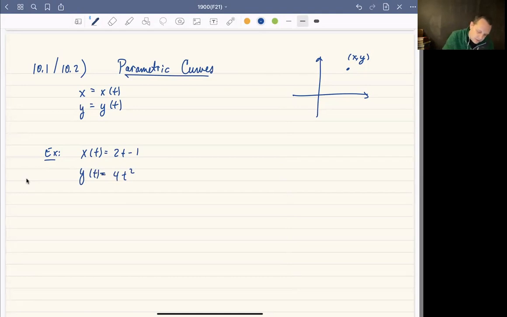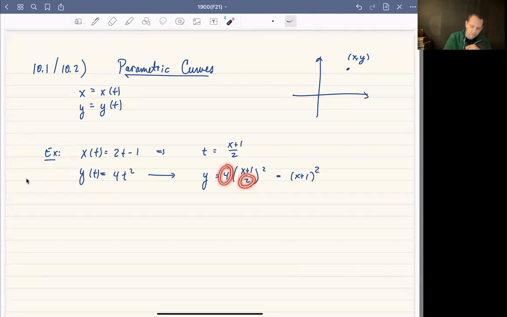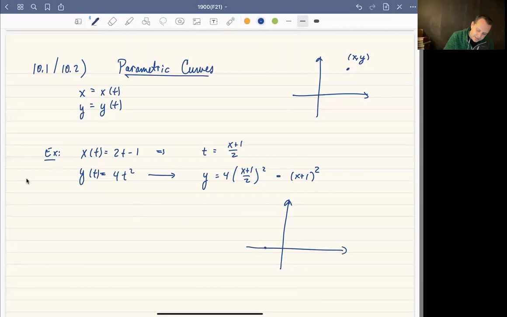But what we can do is solve for t in the top equation, and t is going to be (x plus 1) over 2. If we plug that value into the bottom equation, that leads to y being 4 times ((x plus 1) over 2) squared, which is just (x plus 1) squared, since the 1/4 in the denominator and the 4 out front cancel. So this is just the normal parabola y equals (x plus 1) squared. That's going to look like a parabola. It's going to have a base at (-1, 0).